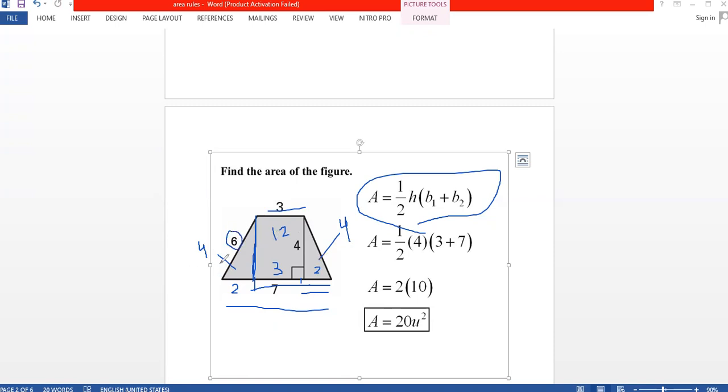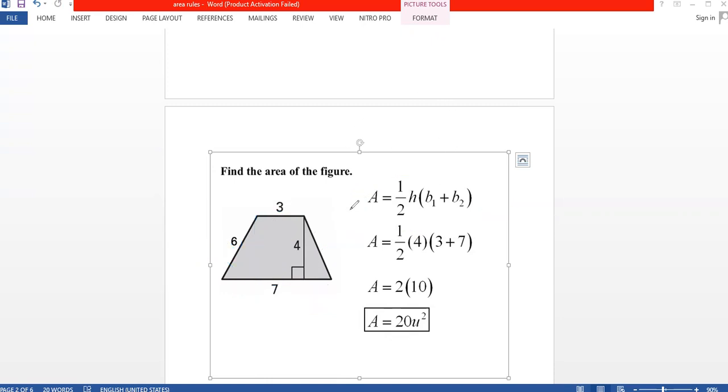Now this is 4, and this is 12. Now we add all the areas. 12 plus 4 plus 4 equals 20. Here we use the way of decomposing. But if we want to use the formula, we directly multiply half, multiply height, multiply base 1 plus base 2. Now base 1 is 3, and base 2 is 7. We add them, equals 10.